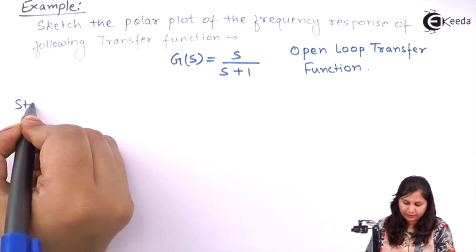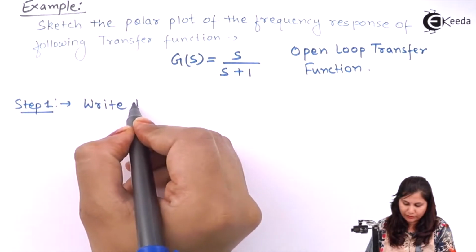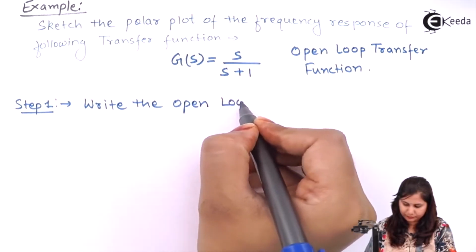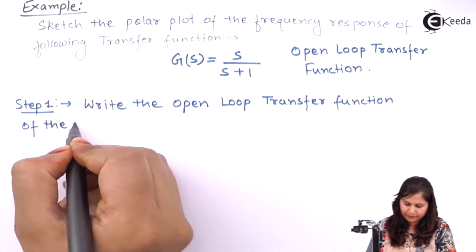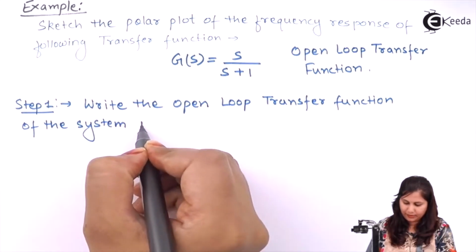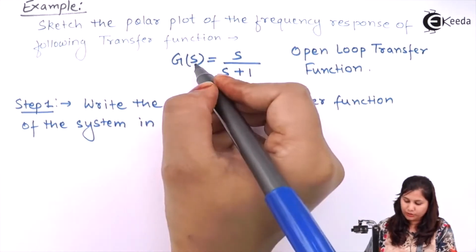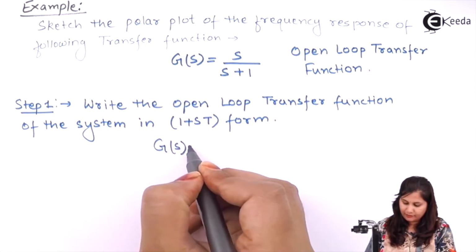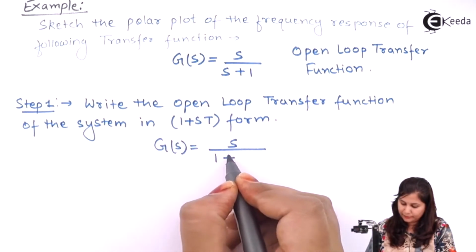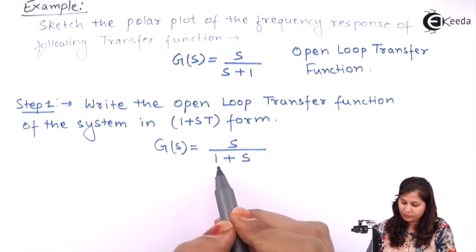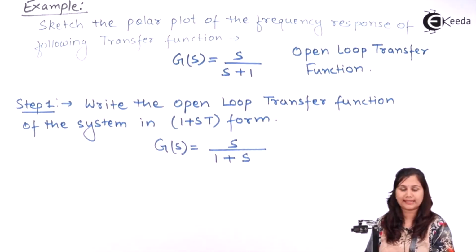Now step number 1. Step number 1 is to write the open loop transfer function of the system in 1 plus sT form. So this is the open loop transfer function G(s). We have to write it in 1 plus sT form. It is already in 1 plus sT form, so this is s upon 1 plus s. T here is 1, so we have expressed this open loop transfer function in 1 plus sT form.